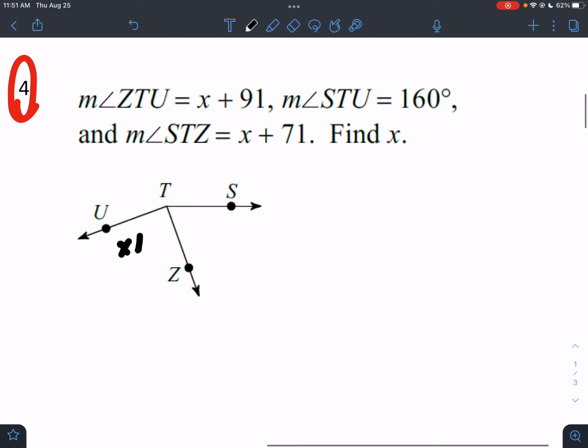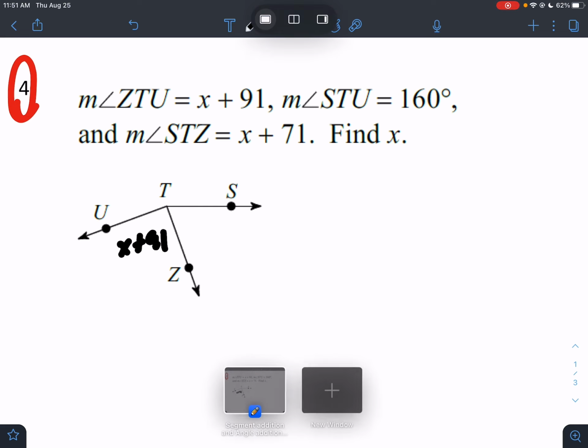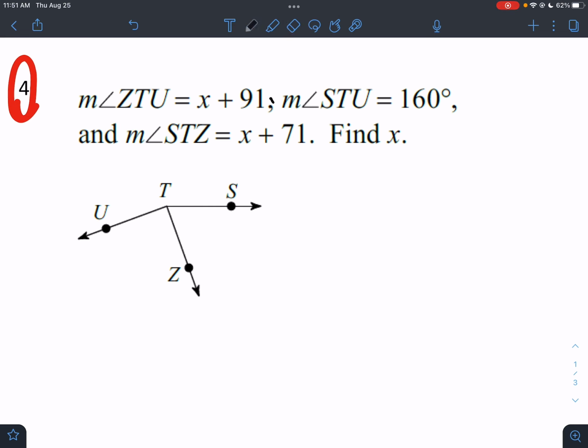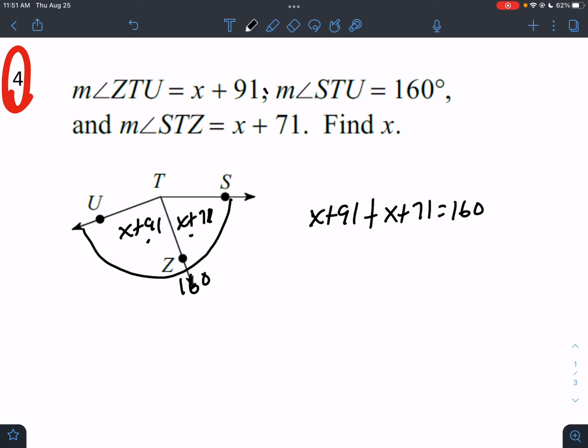ZTU is x plus 91. I'm going to change the size here. That's x plus 91. STU, that's the whole thing, is 160. And STZ is x plus 71. So part plus part equals whole. X plus 91 plus x plus 71 equals 160.